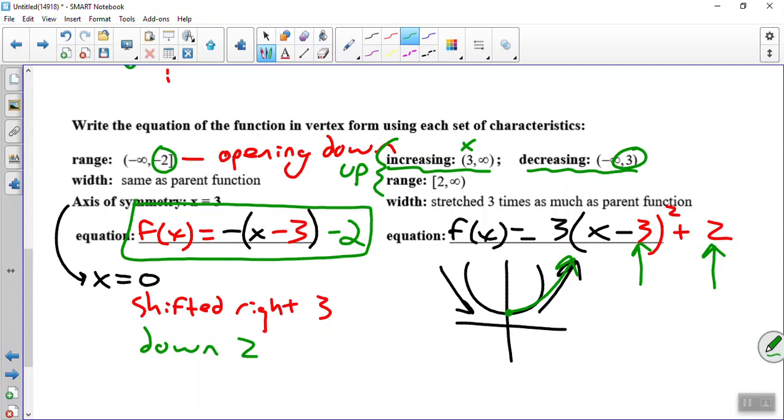Okay, so that's writing the equation of the function in vertex form given a description. So as always, make notes. Anything you had questions about, bring those to class, and we will see you then.